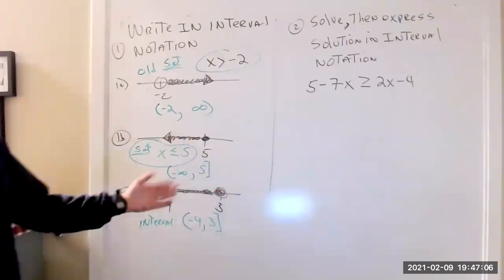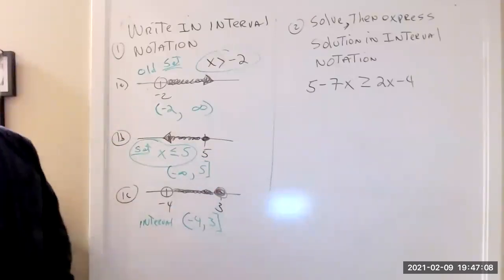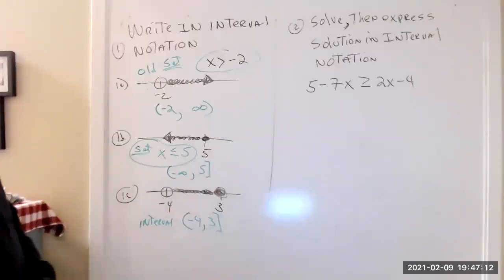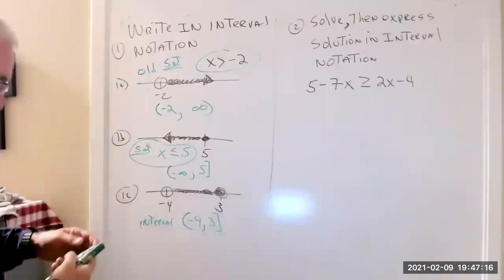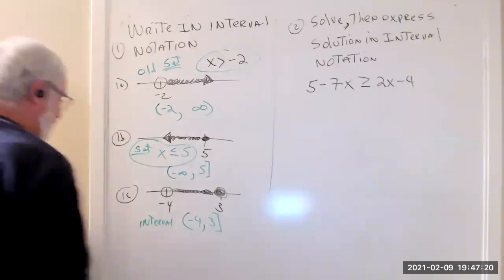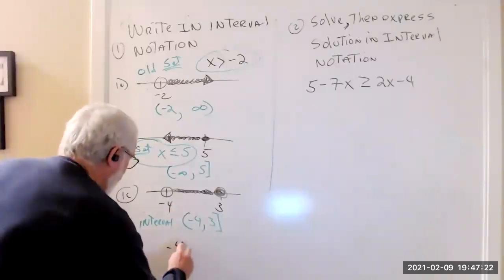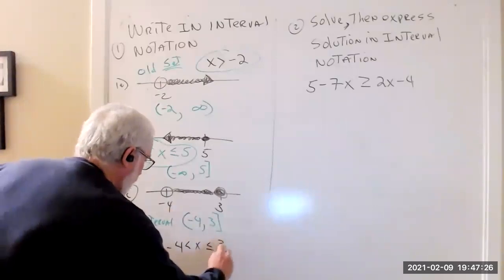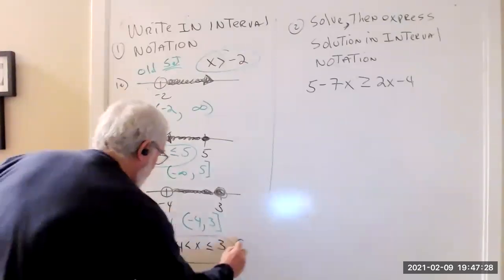Okay, now we introduced that one last week. We did a couple problems kind of like that, but that's all new, so I'm more than happy to go over that. Oh, the set notation is wacko. It's -4 is less than x, which is less than or equal to 3. That's the set notation.